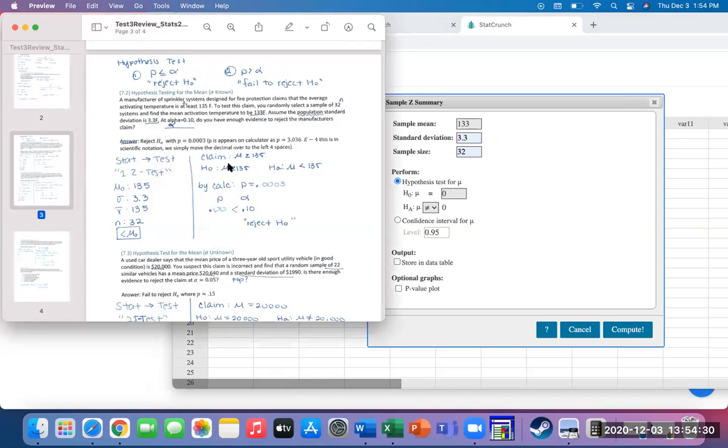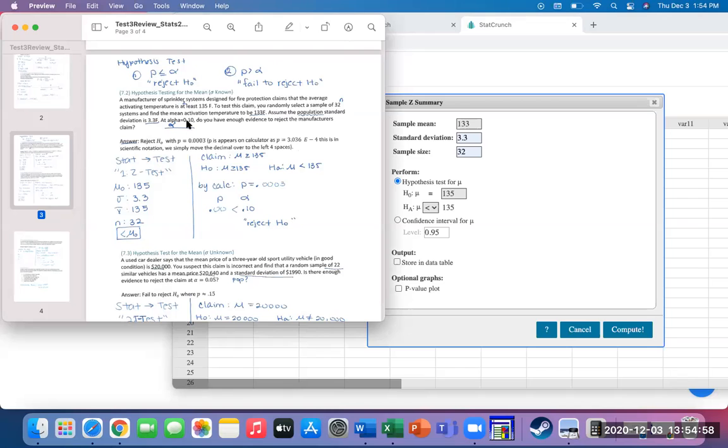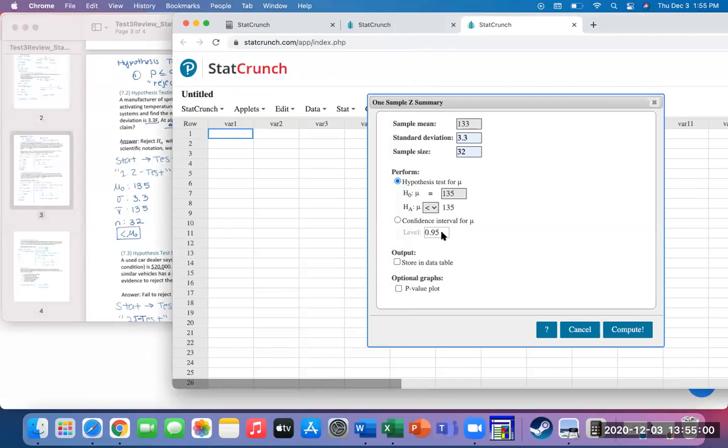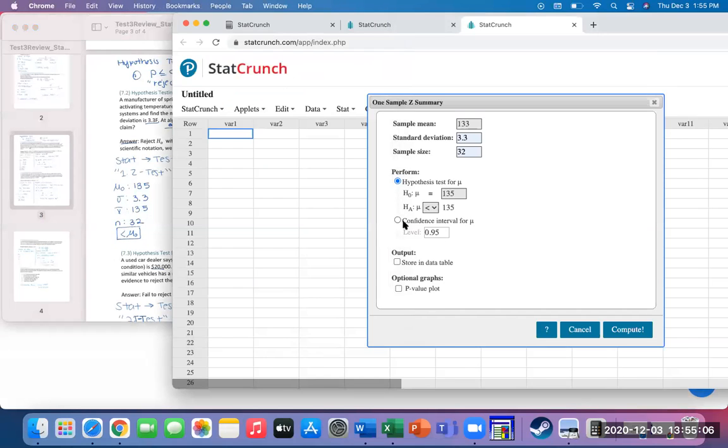Now we still have to go through the process of developing our null hypothesis and our alternative. So we have an alternative hypothesis of mu less than 135. So we're going to write 135, and we're going to choose less than. Now we have to change our confidence. Because our alpha is 0.10, we're going to subtract 1 minus 0.10, so that gives us 0.90. So we change our confidence to 0.90.